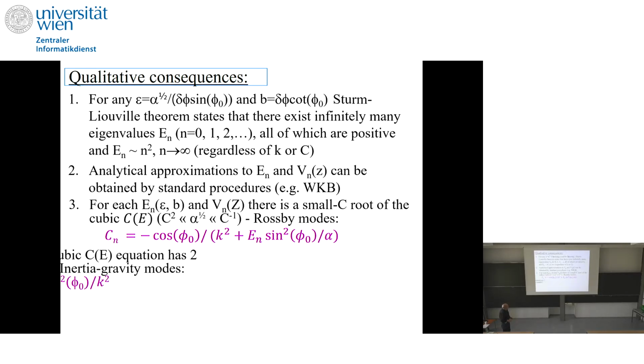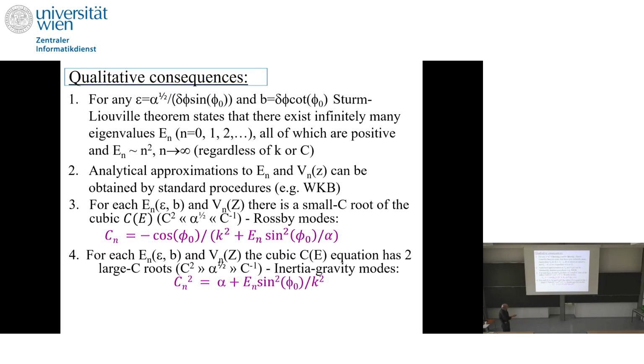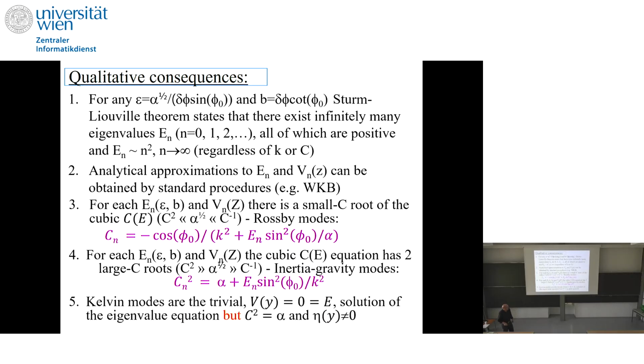And if you look at the large C solution, you drop the 1 over C in comparison to the C squared, you get the 2 Poincare or inertial gravity waves. Now they are given by this combination of the 2 parameters, alpha and K. V, of course, equal to 0 gives us the Kelvin waves.